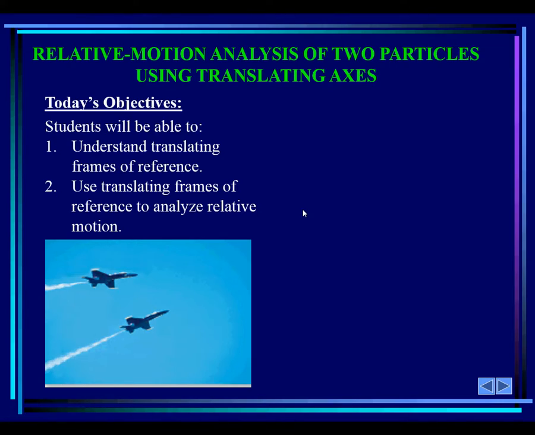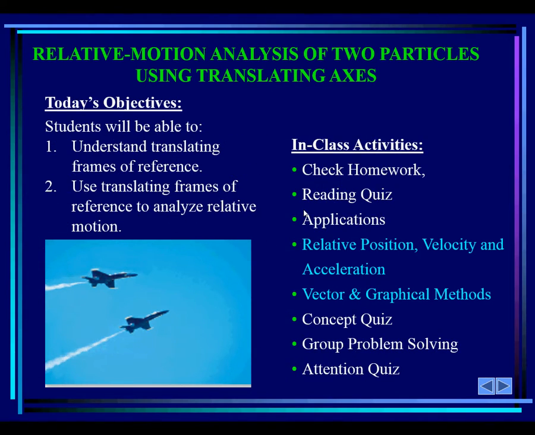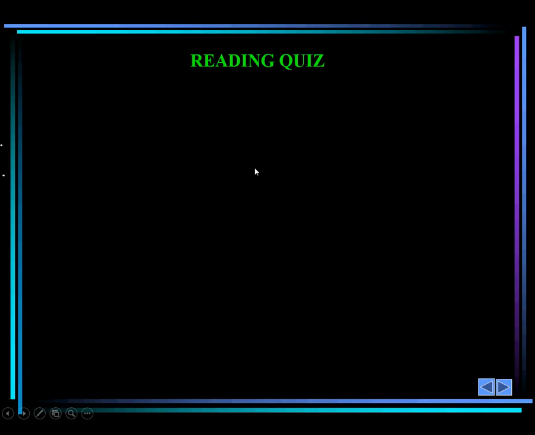So in here we want to understand what translating frames are. We are talking about, in the picture, airplanes, but could be two vehicles also. Using translating frames to reference and analyze relative motion. So we would like to do some relative motion, velocity, position, and acceleration, and of course vector and graphical methods. Those are the main things we're interested in here.